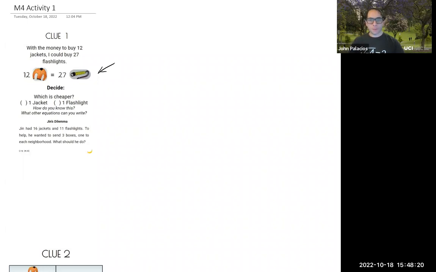If your group seems stuck before beginning, a helpful observation you can make as a mentor is, isn't 3 times 4 12, and isn't 3 times 9 27? Shouldn't it be true that 1/3 as many jackets are worth 1/3 as many flashlights? So since 12 is equal to 3 times 4, and 27 is equal to 3 times 9, 4 times the price of jackets must be equal to 9 times the price of flashlights.